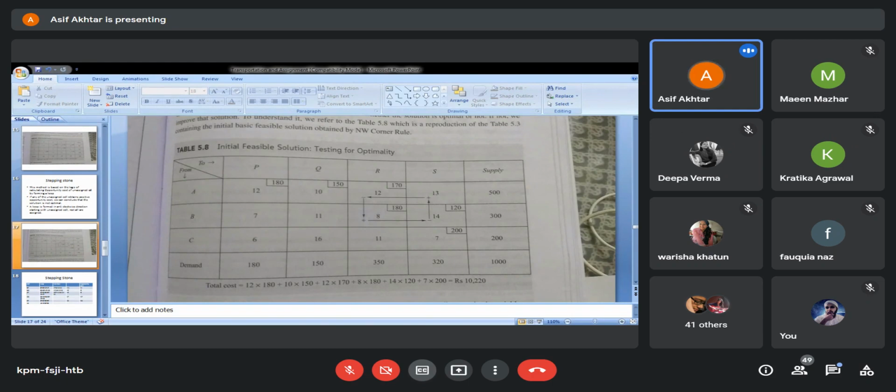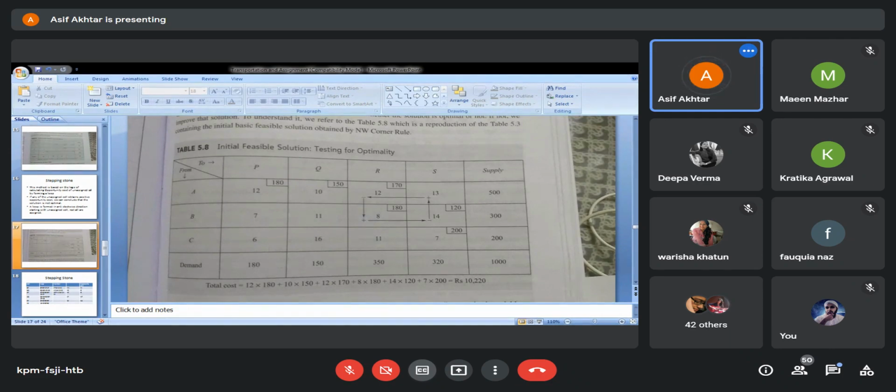So what we need to do is calculate the opportunity cost of unassigned cells. This whole exercise of looping and movement and the stepping stone logic was so that we calculate the opportunity cost of the unassigned cells. We have to calculate the opportunity cost of all unassigned cells.